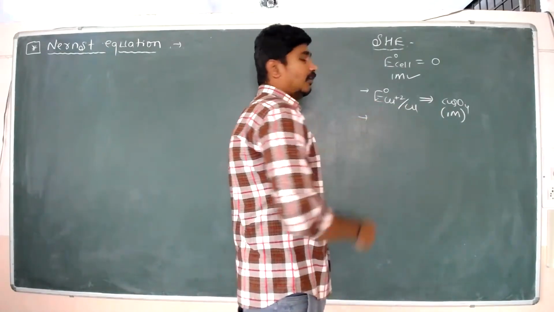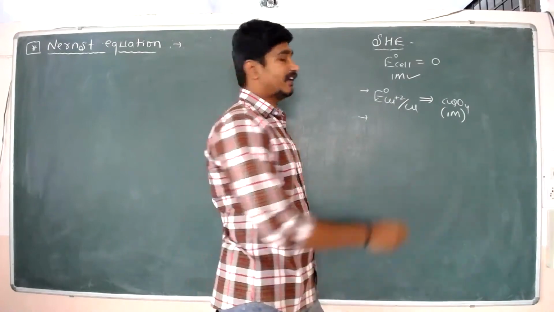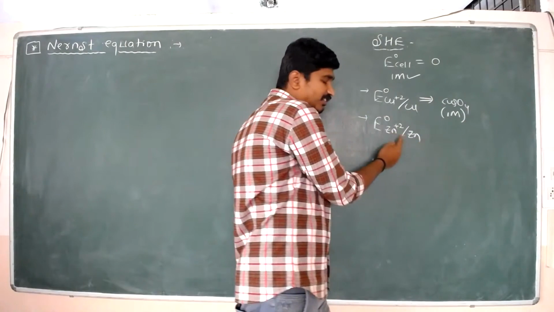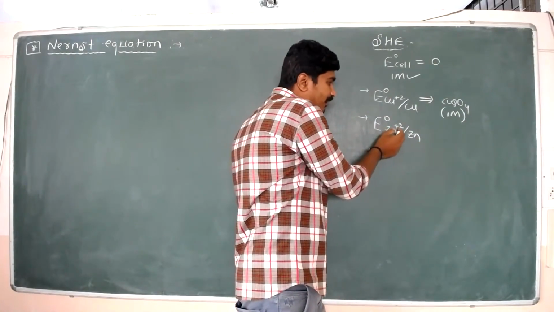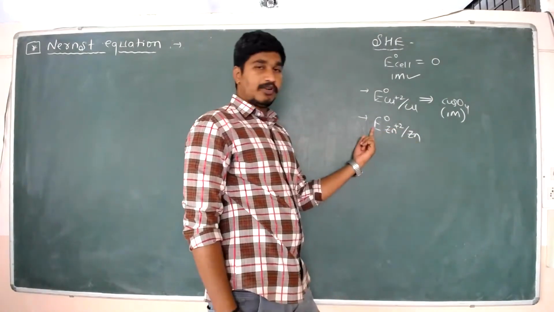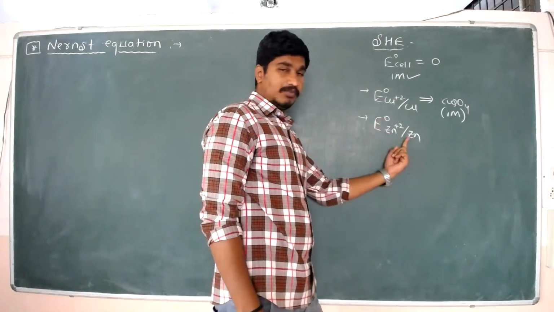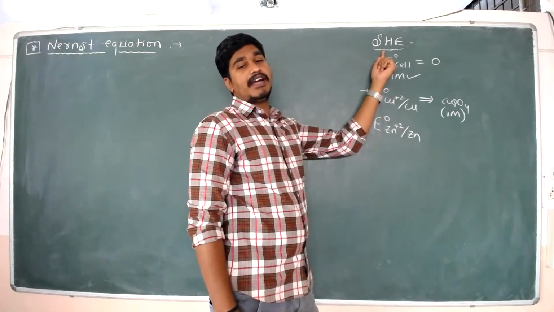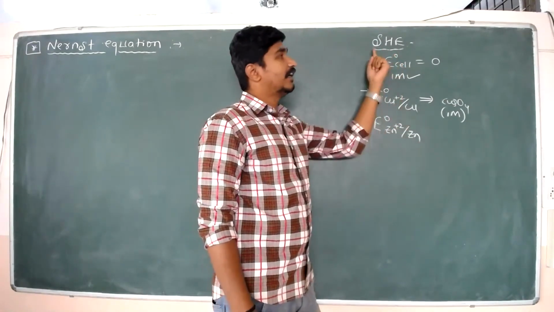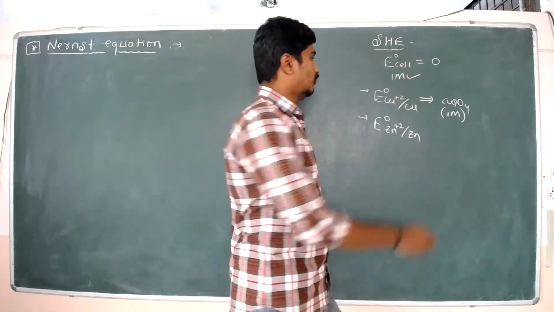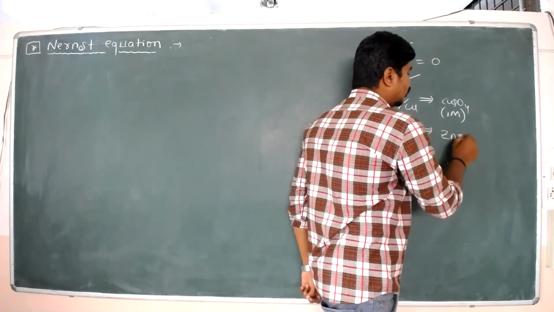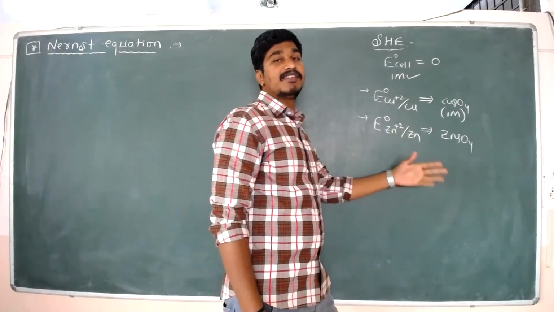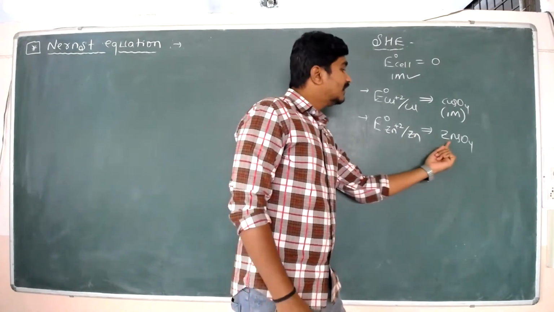If you want to determine the reduction potential of another half cell, for example, the zinc half cell: Zn2+ to Zn, that is reduction. E° means standard potential. Standard reduction potential for the zinc half cell. When this zinc half cell is connected to the standard hydrogen electrode, this one is a half cell, the standard hydrogen electrode is another half cell. Here we took zinc sulfate solution. A zinc rod is dipped in zinc sulfate solution, that becomes the zinc electrode or zinc half cell.